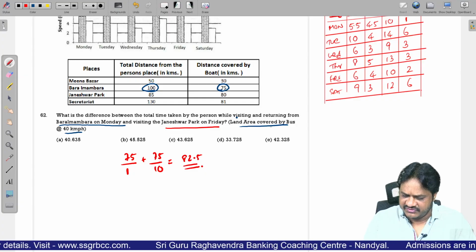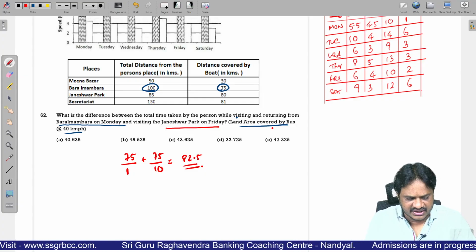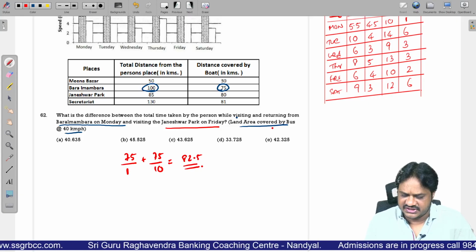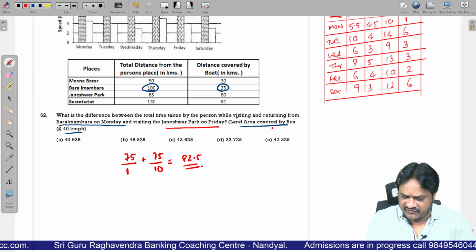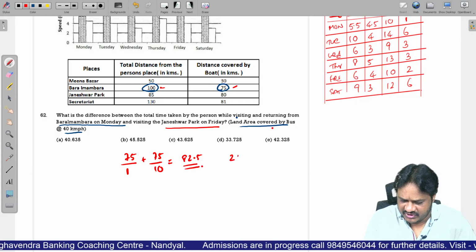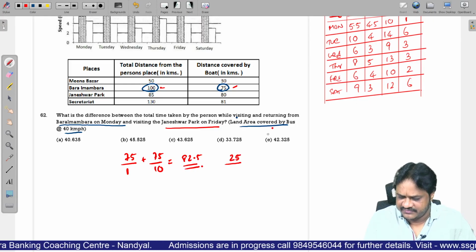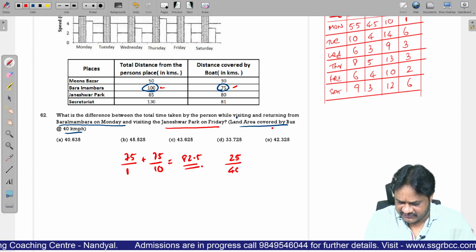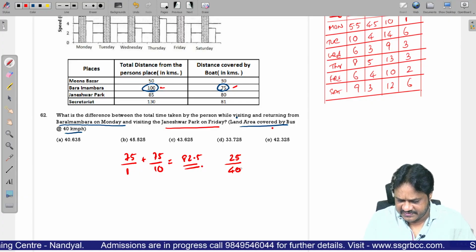And what is given? Land area. We have to take land area also. Land area is covered by bus at the rate of 40 km per hour. So out of 100, 75 is covered by boat. That means land area will be 25 kilometers. What is the speed of the bus? 40. So distance by speed gives the time.